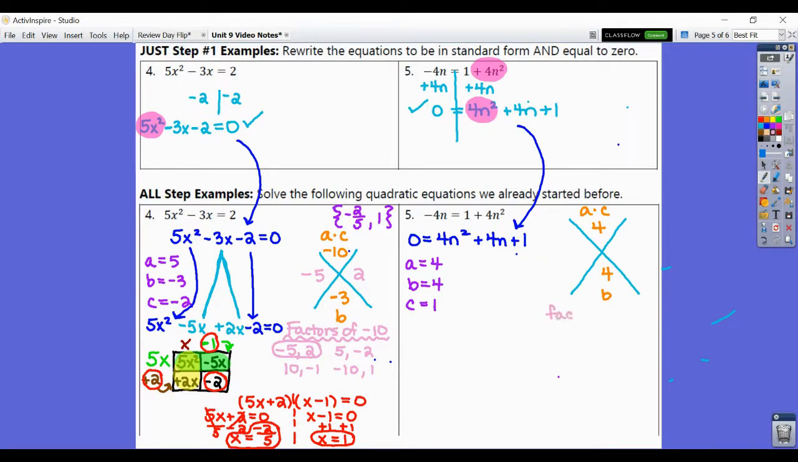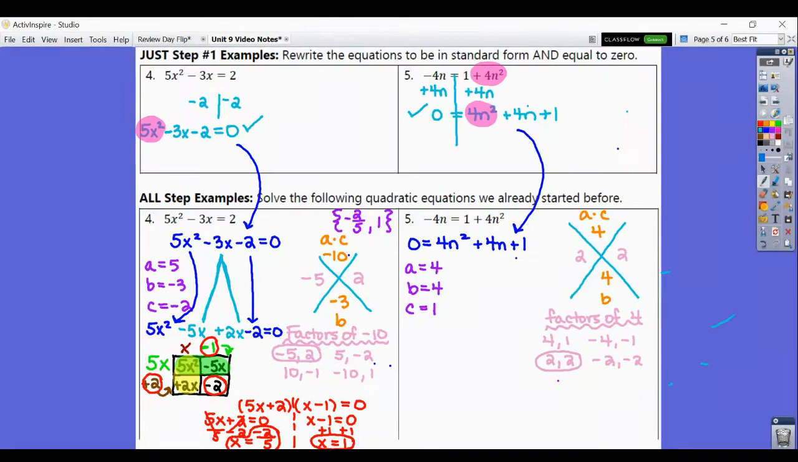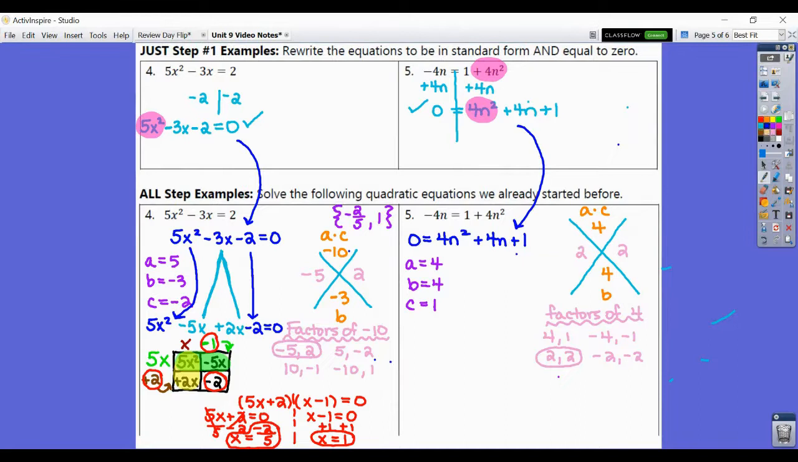Factors of the top that add to the bottom, let's go ahead and look at them. Factors of 4, we have 4 and 1, -4, -1, 2 and 2, -2 and -2. The only ones that add to 4 are 2 and 2. So that's exactly what I split up my middle term into here. I will keep 0 equals 4n squared, but instead of this 4n, I'm going to split it into the two factors I chose here, 2n and 2n. And I will add 1 at the end, bring down that last term. This is when I go to my box, and then I can solve from there.